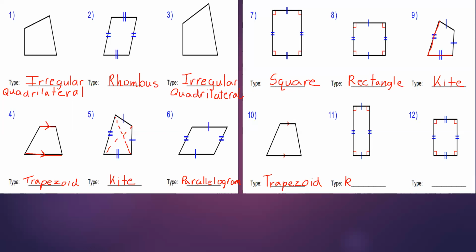How do we know it's a rectangle? They have one stroke to the top and one stroke to the bottom. Very good. Opposite sides are equal.